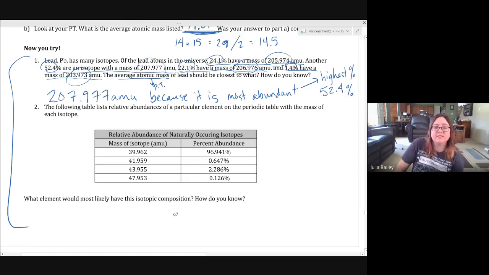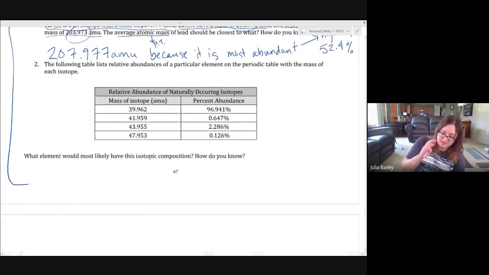In number 2, we see a table that lists relative abundances of a particular element on the periodic table with the mass of each isotope. It wants to know what element would most likely have this isotopic composition, and how do you know? So if we're going to know what element it is, we're going to need to check the periodic table. What are we going to look for? The only information we have is masses. I guess we need to look for mass.